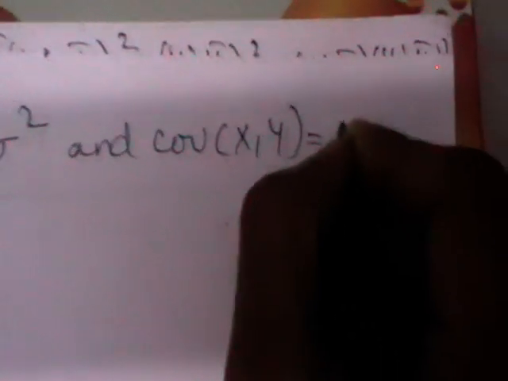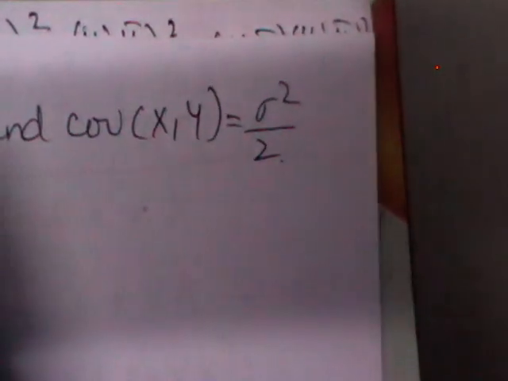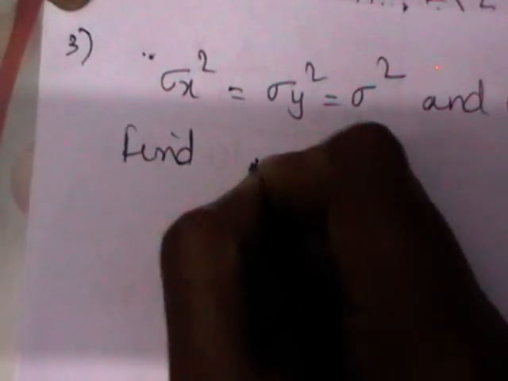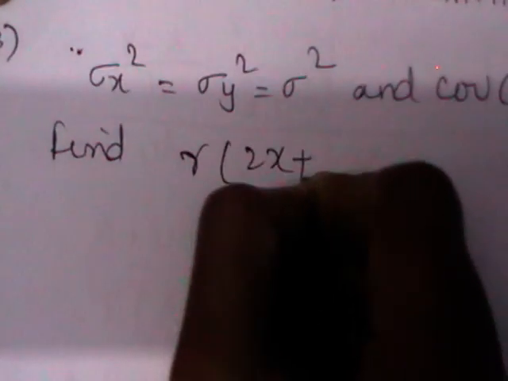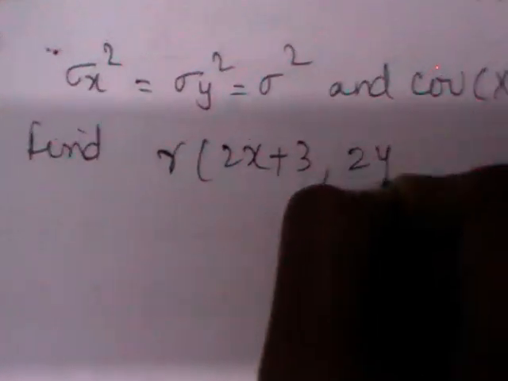So out of 8 problems, 2 are discussed. Third one is nothing but sigma x square is equal to sigma y square, which means both the variances are equal to sigma square, and also given covariance of xy is equal to sigma square by 2. You need to find the correlation between 2x plus 3 comma 2y minus 3.